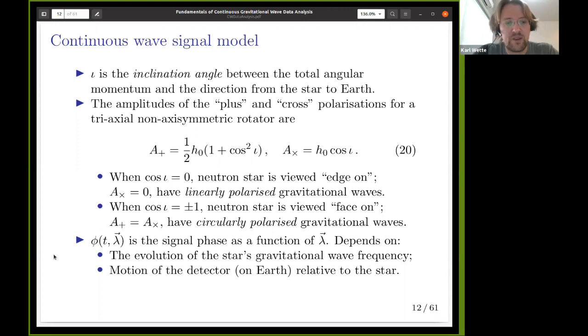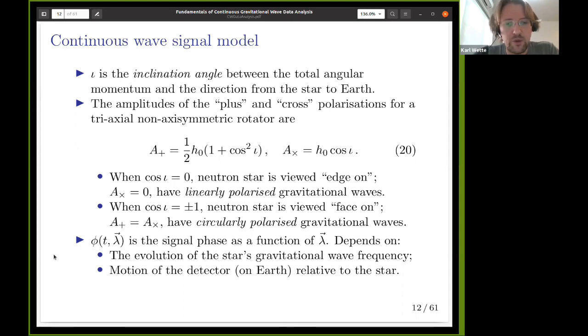The other situation is if cos iota is plus or minus 1. So we're either looking directly at the angular momentum vector or directly away from it. This is called viewing the neutron star face on. In that case, the two amplitudes are equal, so h plus equals h cross, and then we have circularly polarized gravitational waves. So the difference between linear and circular polarization is controlled by the cosine of this inclination angle, not the polarization angle, which changes between plus and cross in a different way. It's easy to get those two confused.